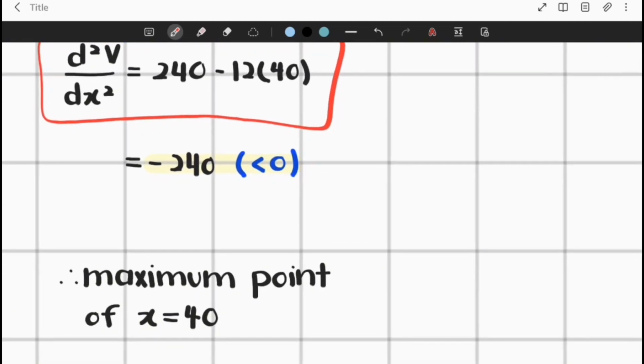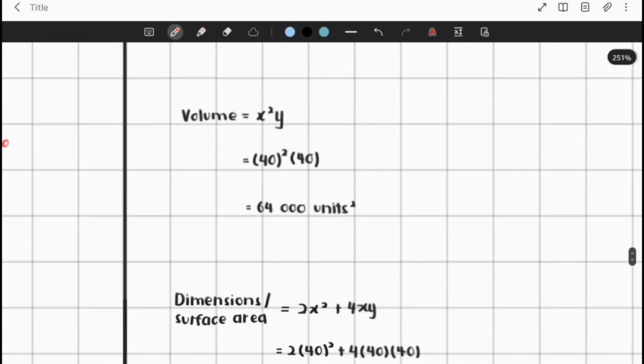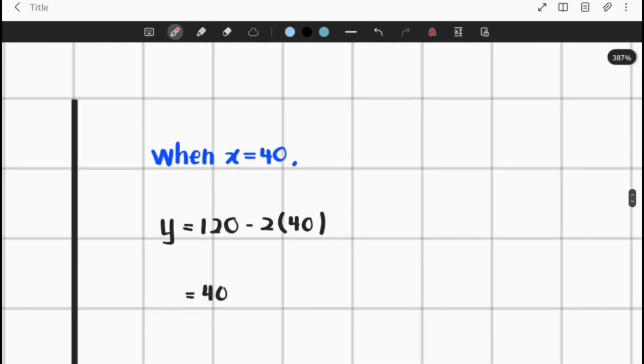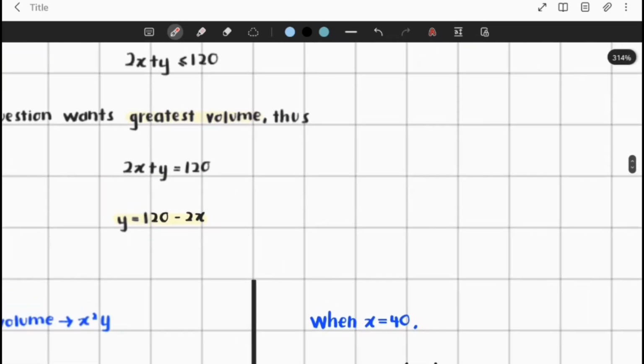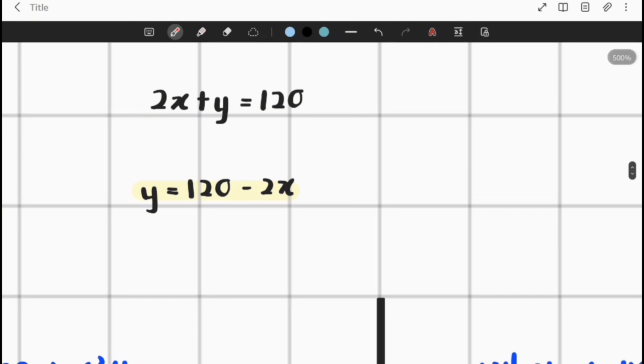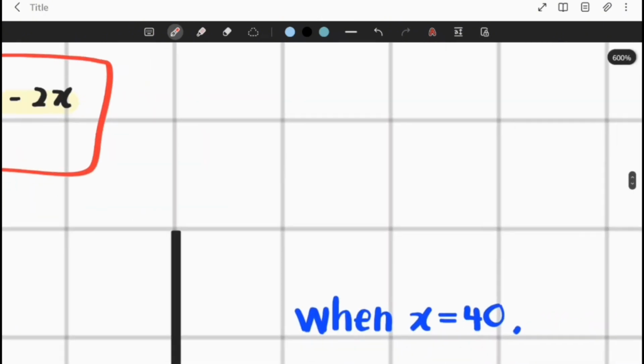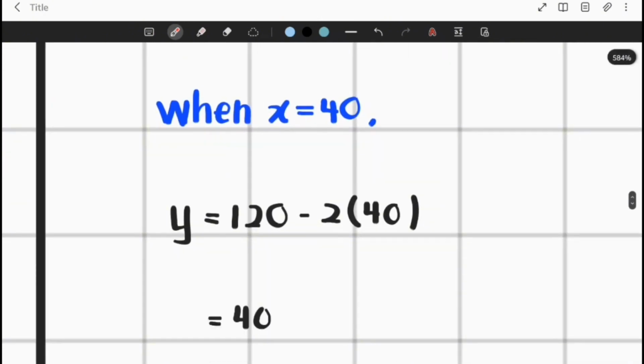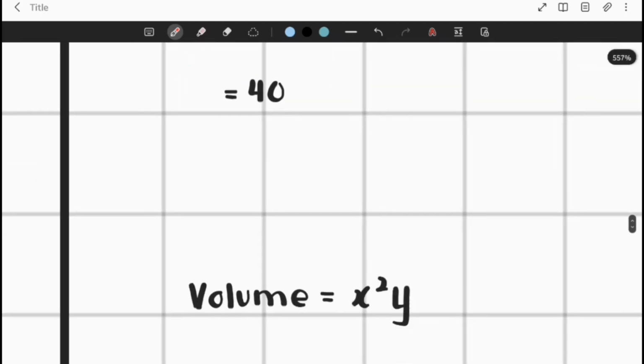So we want the maximum point, not the minimum point, so we reject x equals 0, and we take x equals 40 as the answer. Next, we substitute x equals 40 back into the first equation that we did, and we get 40, which is the value of y.